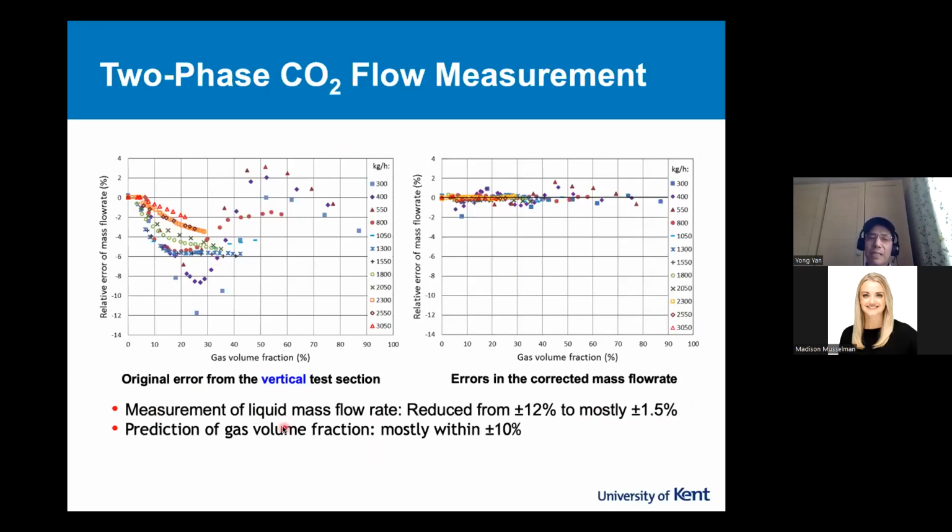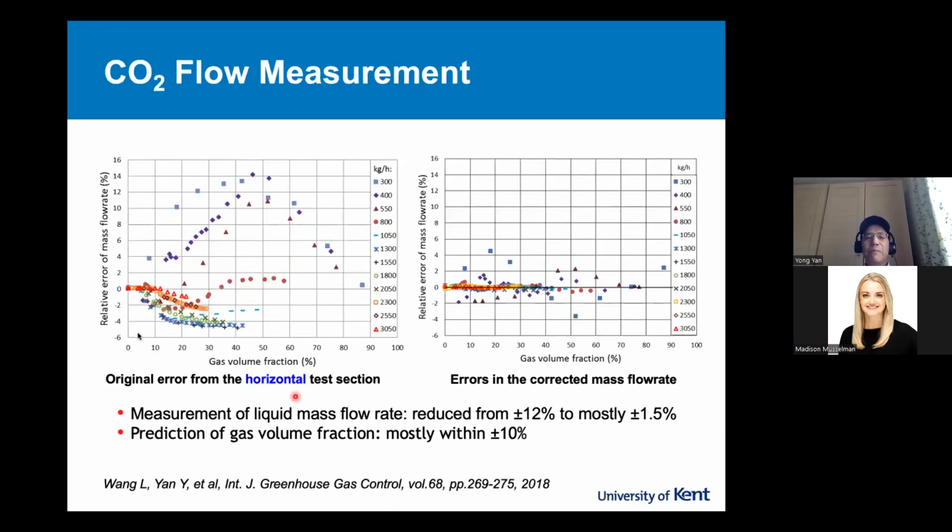We can also measure gas volume fraction, within plus or minus 10%. So this is the vertical test section. For the horizontal one, it's similar. You can see the original errors go all over the place, but after data-driven modeling, we improved quite a lot. Again, in most cases, it's plus or minus 1.5%. We have published the results in this paper in the International Journal of Greenhouse Gas Control, three or four years ago.